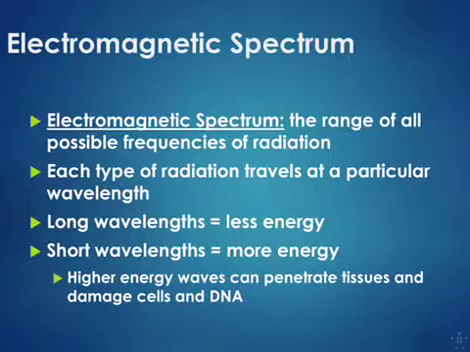So, this is all put together. We call it the electromagnetic spectrum. This is the range of all possible frequencies of radiation. Each type of radiation travels at a certain wavelength. If we have very long wavelengths, this would be like your radio waves. They carry less energy. Your shortest wavelengths, like your gamma rays, carry the most amount of energy.